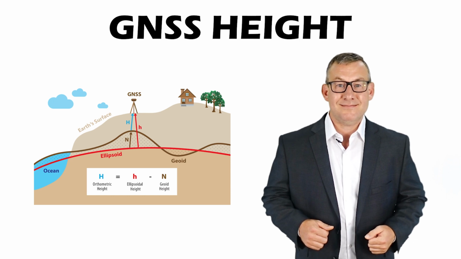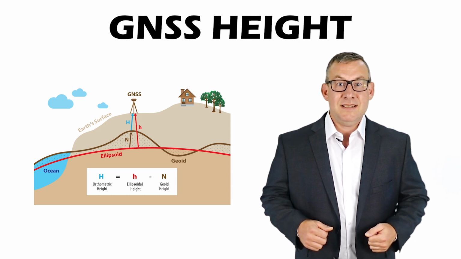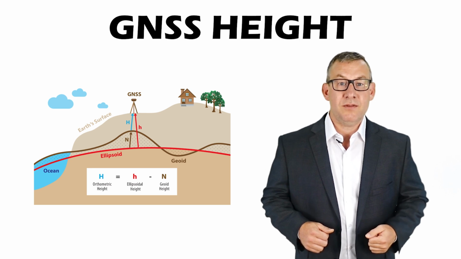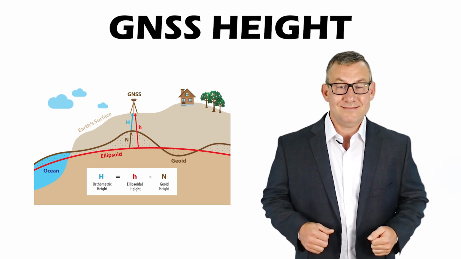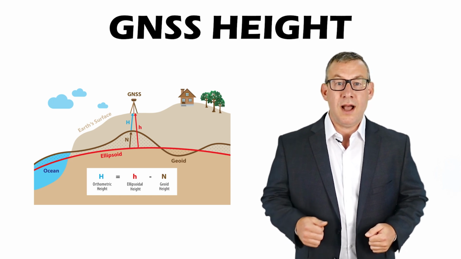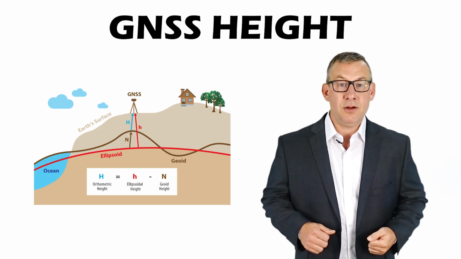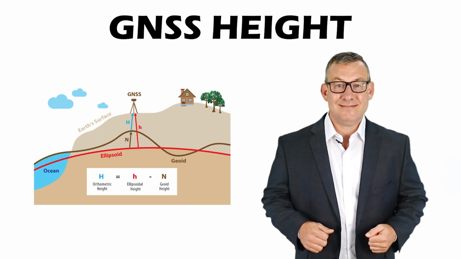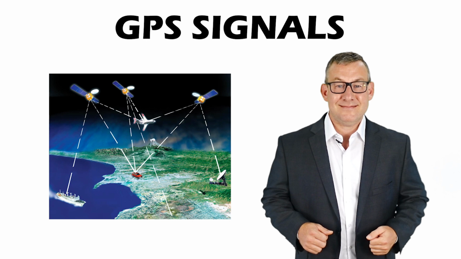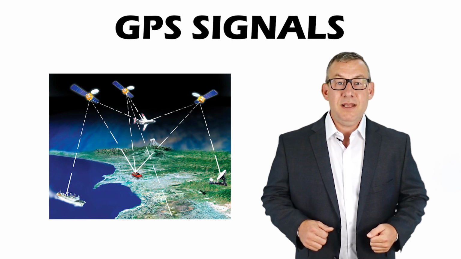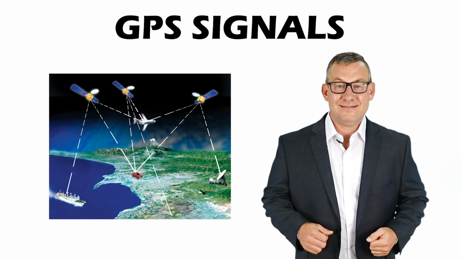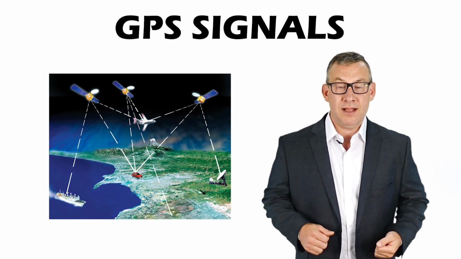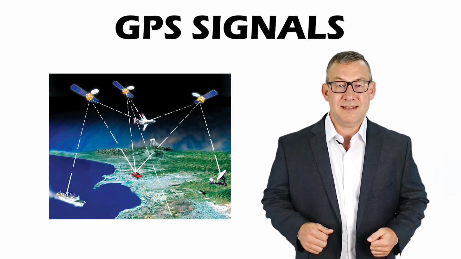GNSS height. GNSS typically measures height above an ellipsoid, not above a geoid. Orthometric height, or height measurements above a geoid, can be calculated by referencing a nearby control point. GPS signals. GPS signals contain the location of the satellite and the time at which the signals were sent.